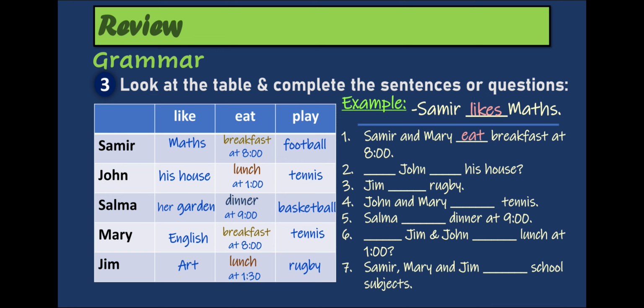Number two, John his house. So the question starts with does. Simple present. Does John like his house? Jim, rugby. The verb is plays, S. He plays rugby. John and Mary, tennis. Play, no S. They play tennis. Selma, dinner at 9 o'clock. Eats, S. She eats dinner at 9 o'clock. Six, question. Do Jim and John eat lunch, no S, bare infinitive. Seven, Samir, Mary, and Jim like school subjects.